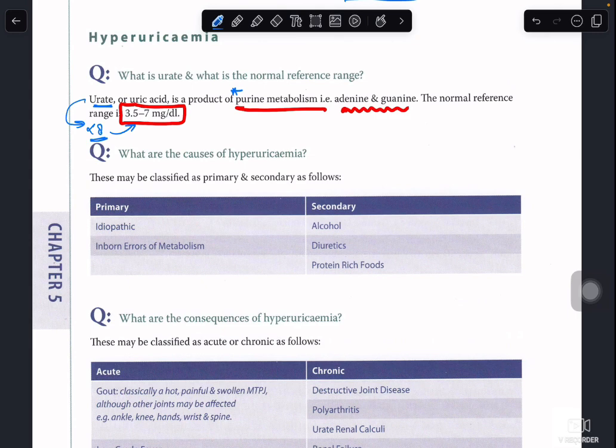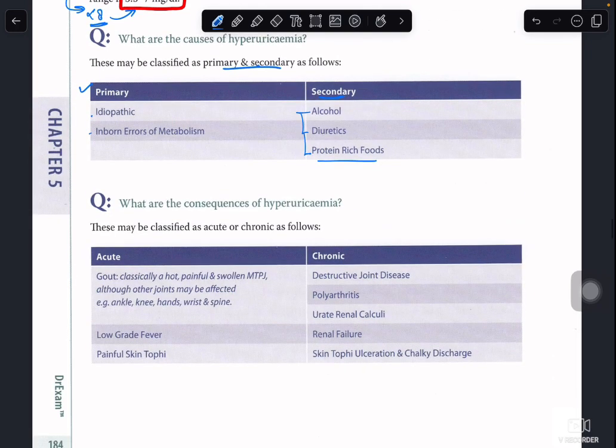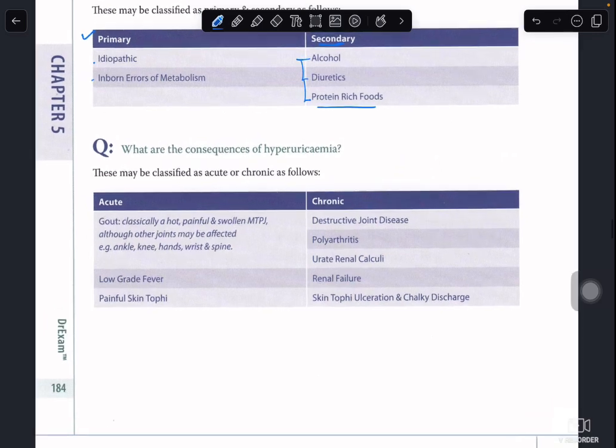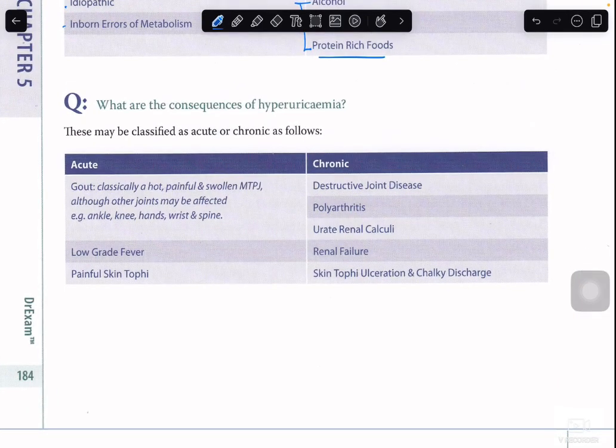So these may be primary or secondary causes. Primary causes: idiopathic, inborn errors of metabolism. Secondary causes can be alcohol in alcoholics, diuretics, or protein-rich foods. What are the consequences of hyperuricemia? So that can be classified in acute or chronic consequences.